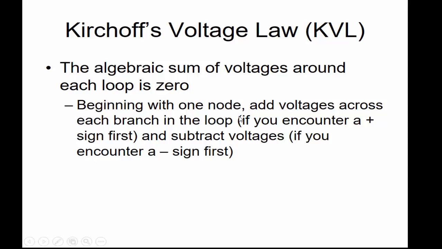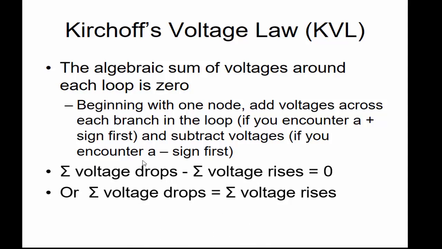Beginning with one node, add voltages across each branch in the loop if you encounter a plus sign. So if I encounter a plus sign on the voltage drop, then that voltage will be treated as positive. Beginning with one node, add voltage across each branch in the loop if you encounter a positive sign, and subtract voltages if you encounter a minus sign. It's as simple as that, and I'm going to show you in the next slides what that means.